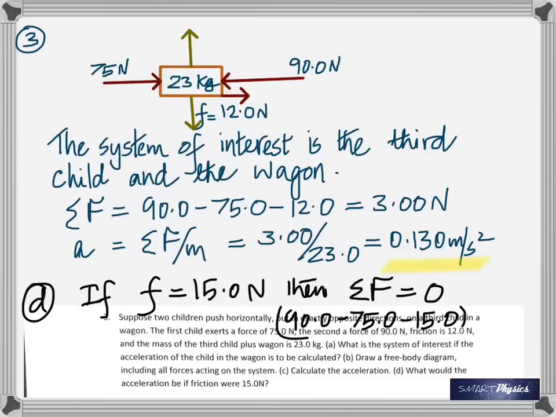Oh, really? Why? Why? Because it is 0, correct? So that's right. Because if you take 75 and 15 and add them, you get 90. 90 minus 90 is 0, so there is no acceleration. Simple. All right.